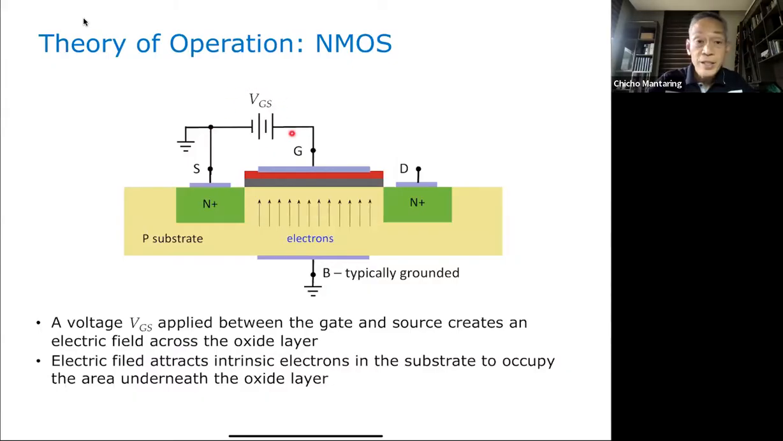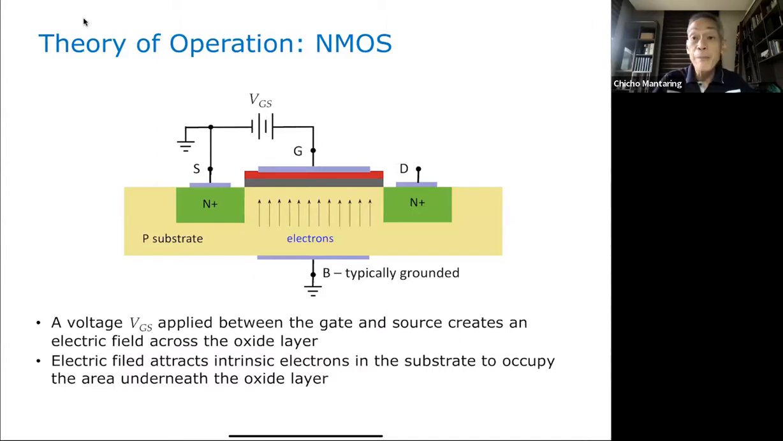If I apply this voltage, an electric field is going to build up in this oxide layer. Remember, this is a capacitor. Now you don't know yet what a capacitor is. You haven't studied it yet, but some of you might be familiar with a capacitor from maybe high school or from physics. So there's going to be an electric field here. And what will this electric field do? That electric field is going to cause electrons existing in the substrate to be attracted to this region.